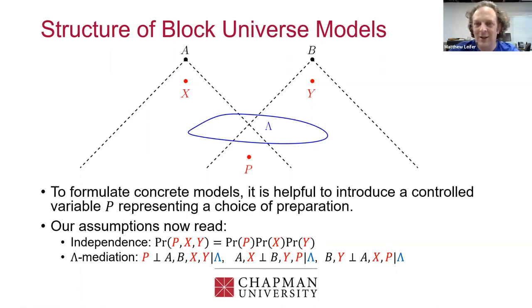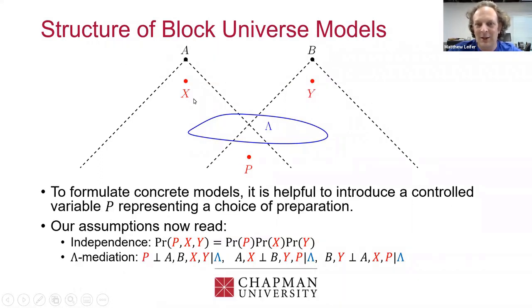instance. Okay, so, in an experiment, you may not always prepare the singlet state, but sometimes you could prepare a product state or some other state, etc. So that variable represents that choice. And now the assumptions will be that all these three are independent. And then I'm going to have the lambda mediation assumption, but now, because I've got 3 areas of my experiment, everything has to be screened off by lambda.